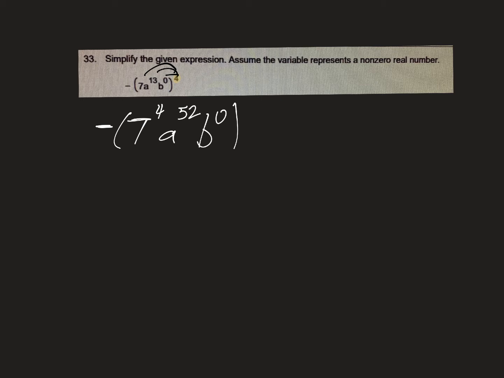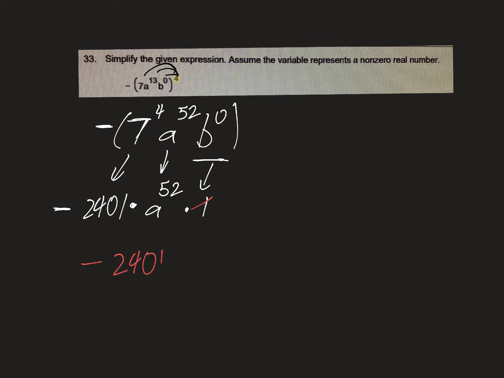Okay, and then we can just tidy this up, and that was the big part of it. But as we're tidying this up, you'll see it's not anything too crazy. b to the 0, now, anything to the 0 power is just 1, times a to the 52, and 7 to the 4th. Now, you don't have to do this by hand, but you would get 2401 as 7 to the 4th power. And that's still negative, so we can clean this up a little bit more. We don't really need to write times 1, so we've got negative 2401 a to the 52 power.